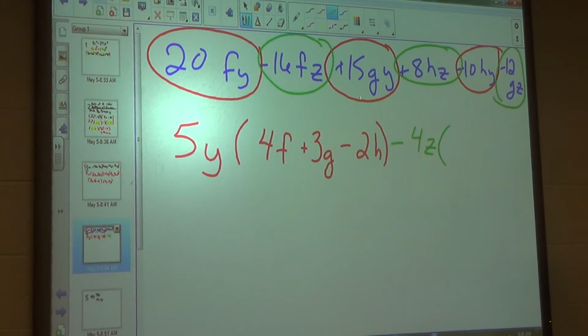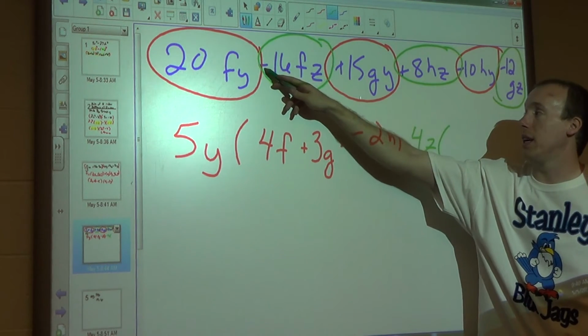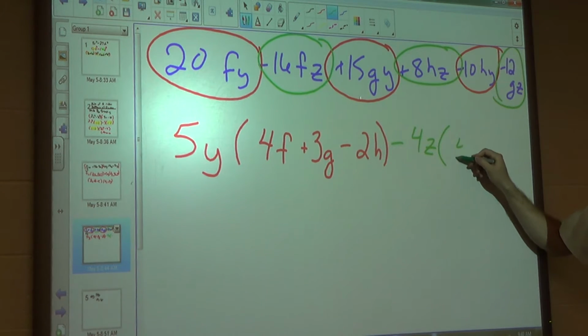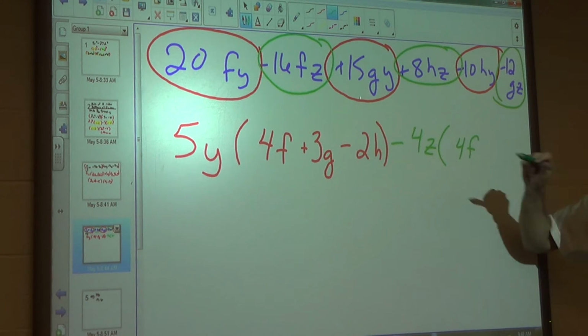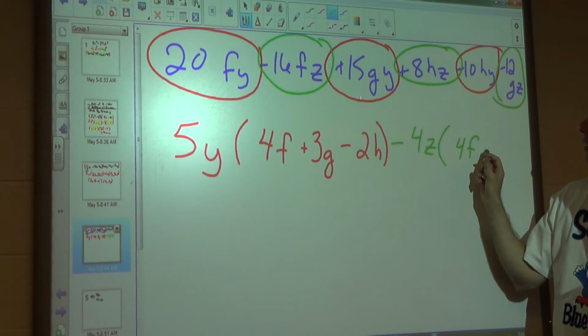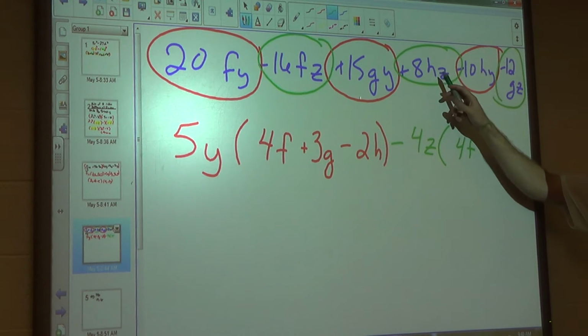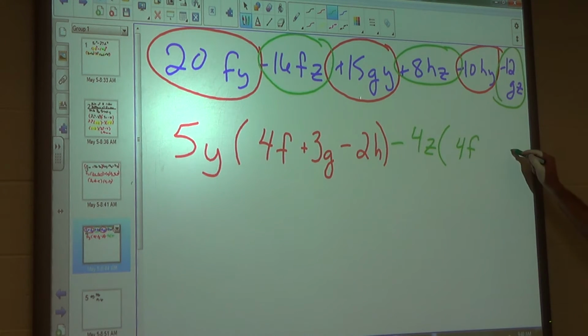Now, why do we bring out a negative? So it matches up to this one, right? So negative 4 times what gives me the negative 16? 4 and then an F. And then negative 4 times what gets me to positive 8? That'd be a negative 2Z. Not Z, sorry, H. Where should that go though? The end. So I have a negative 2H.